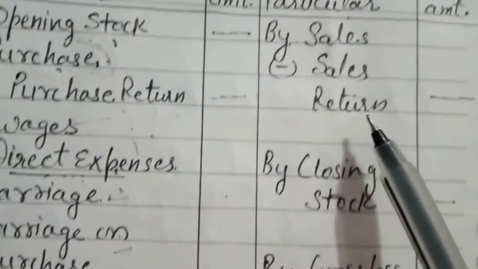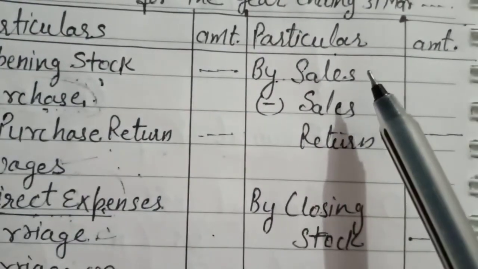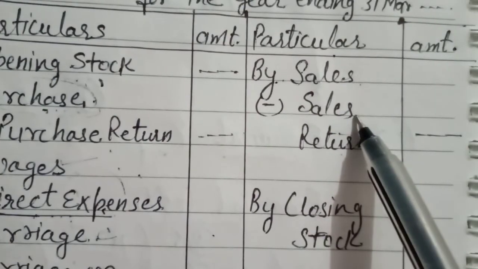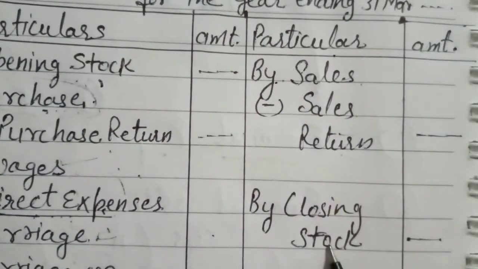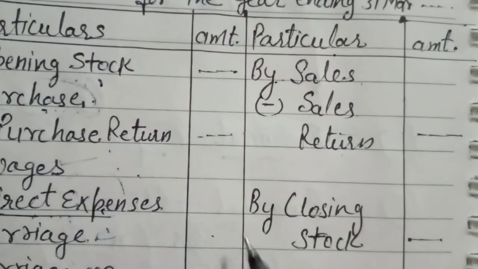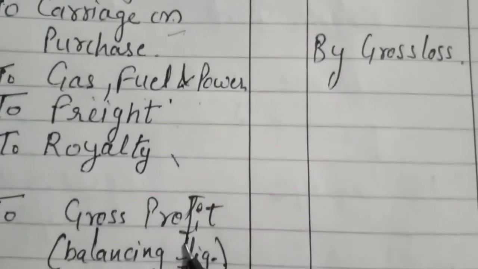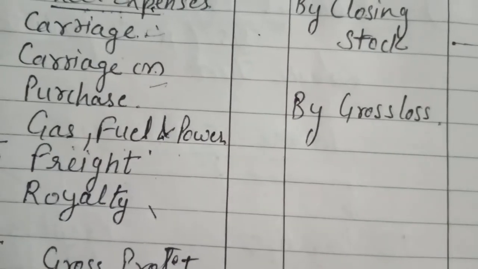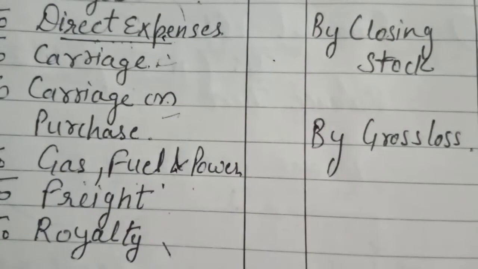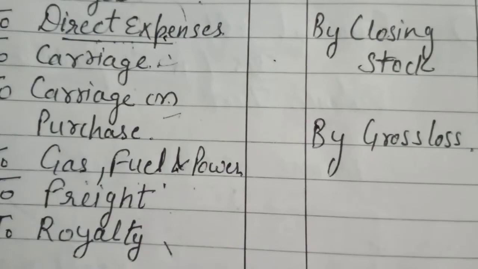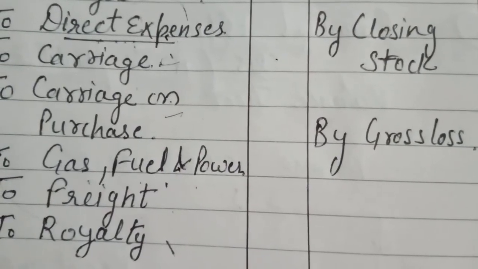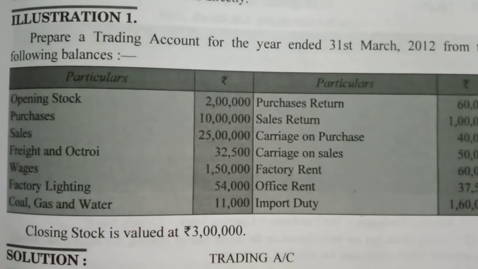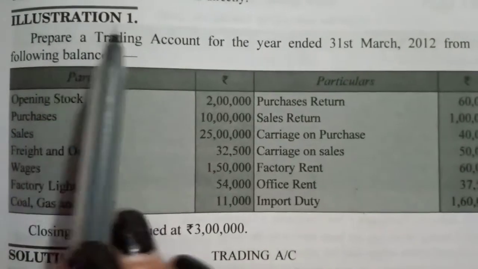And on the credit side, only 2 items are there. First one is by sales, from which you have to deduct sales return, and by closing stock. After recording all these, you will get gross profit or gross loss. Now, today we will discuss a practical question of trading account. Let us take an example of illustration first.